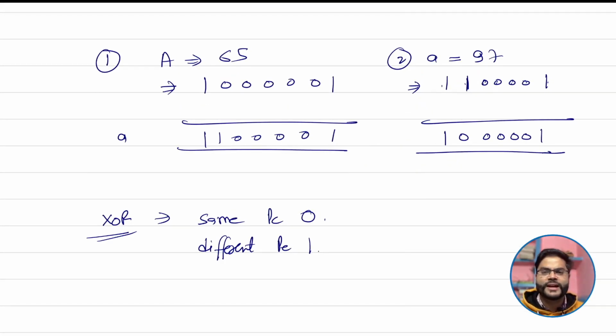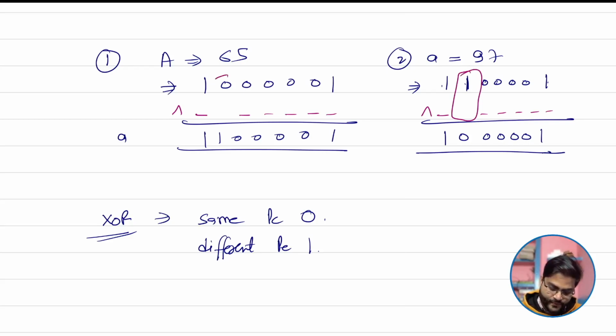So I want to convert uppercase to lowercase and lowercase to uppercase. We can use bitwise XOR. The rest of the bits should remain the same, but this bit should be inverted. So what should be my mask in XOR? What should be my mask?